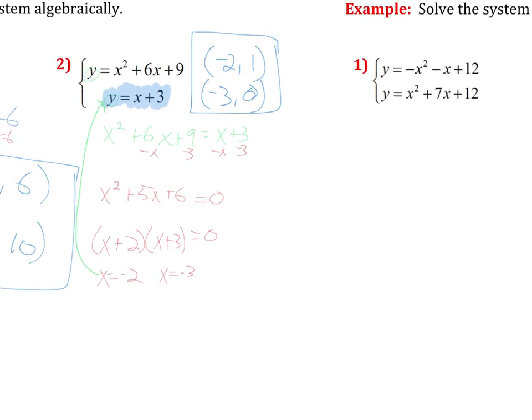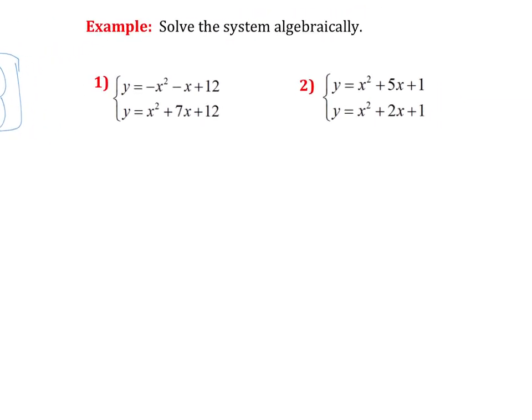All right, now let's see what happens if maybe we have 2 quadratics. So this is going to be 2 separate parabolas graphed at the same time. Well, they're both set equal to y, so we can start off by setting them equal to each other. X squared plus 7x plus 12 equals -x squared minus x plus 12 for that first one. For the second one, we'd have x squared plus 2x plus 1 equals x squared plus 5x plus 1.